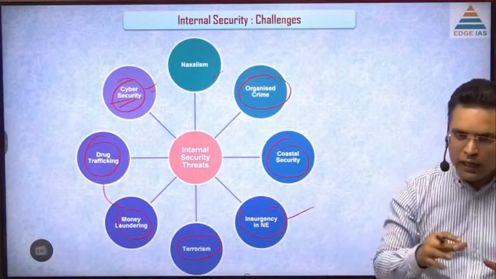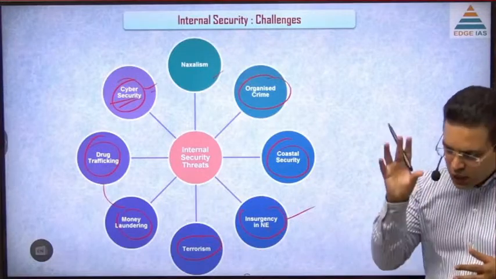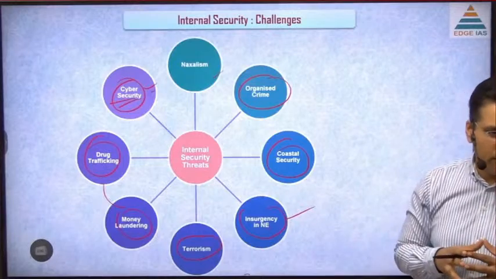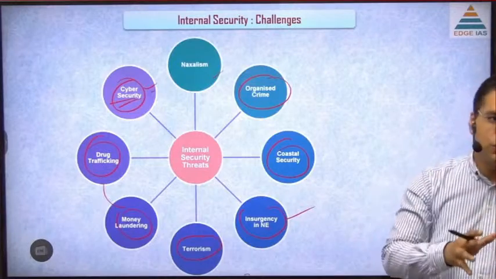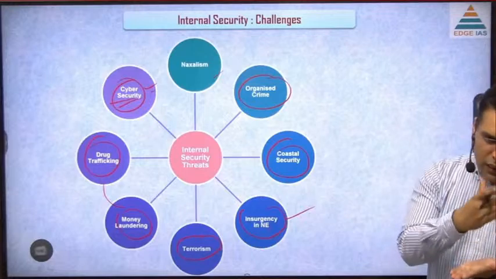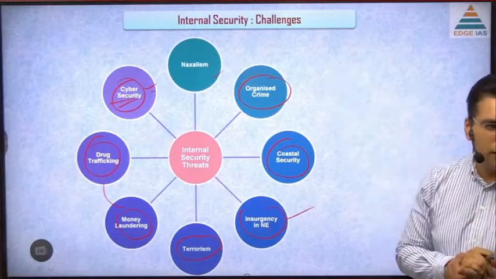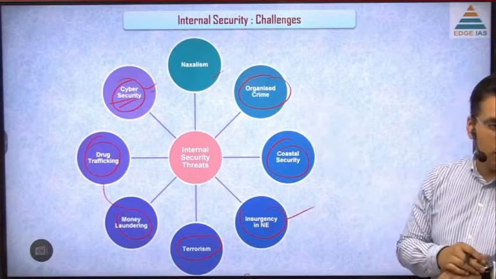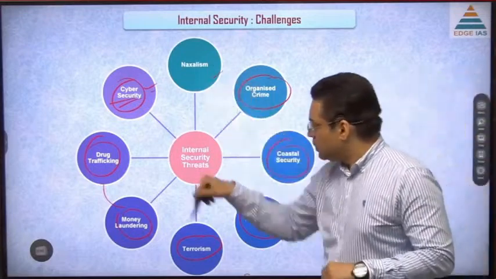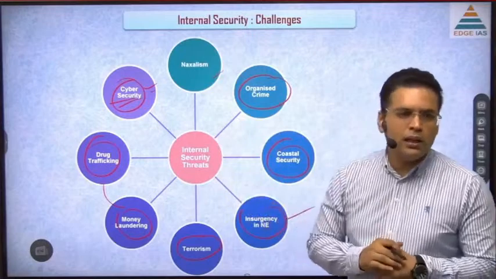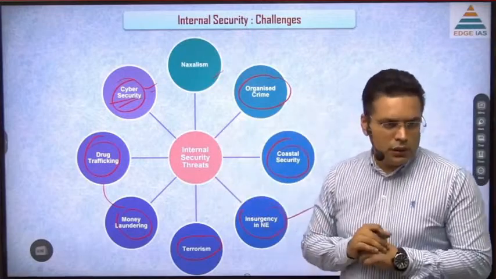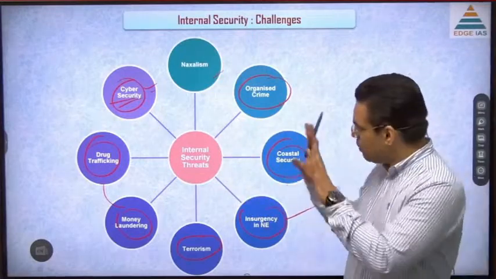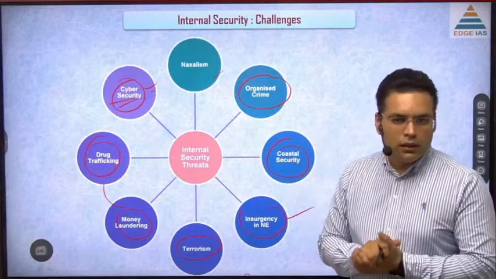Somebody breaches your mobile. Somebody spies on your information, on your data. Somebody uses that data against you. It starts from the individual level and goes to the state level. So cyber security is a big challenge. I will require 3-4 hours just to cover cyber security. So all these are there. There are other problems also. I can add more problems to this list. But these are the broader issues of internal security threat.